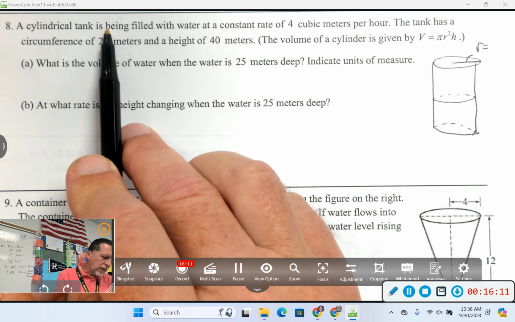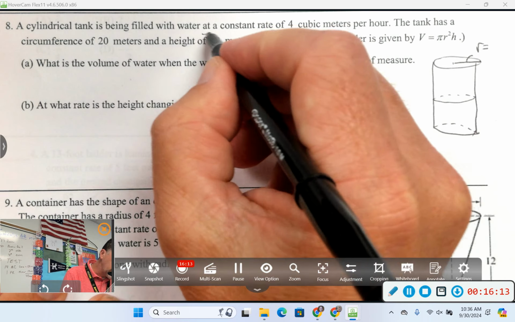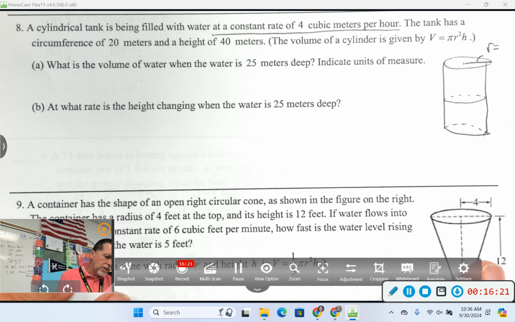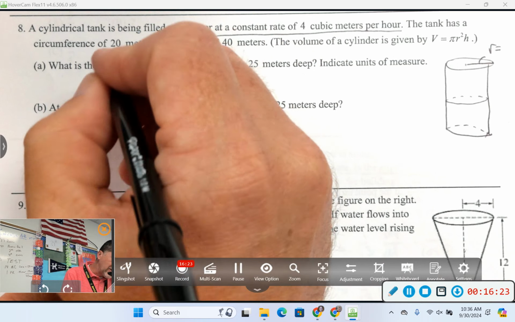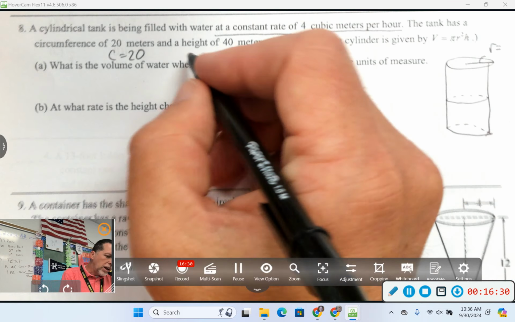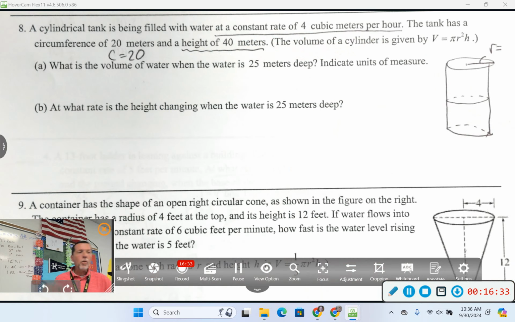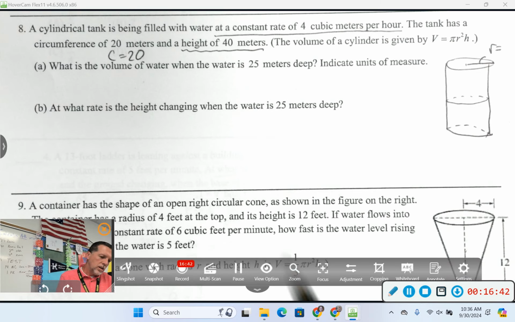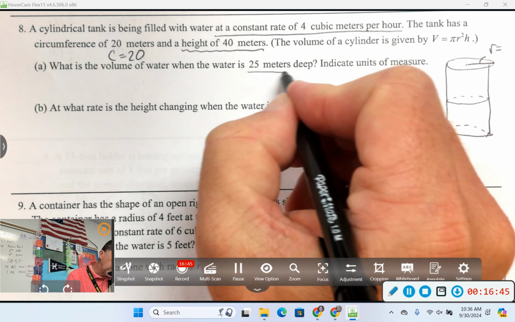Okay, a cylindrical tank is being filled with water at a constant rate of 4 cubic meters per hour. The tank has a circumference of 20 meters. Oh, here they go again with not telling me the radius, but giving me enough information to find the radius. And a height of 40, although let's be careful because the height of the water is changing. The volume of the cylinder is pi r squared h. Okay. What is the volume of the water when the water is 25 meters deep?